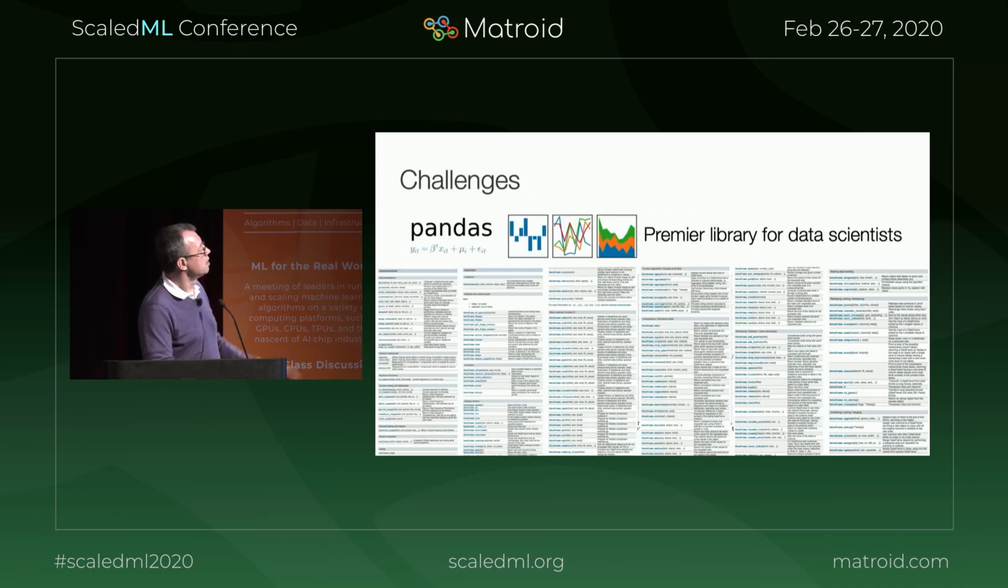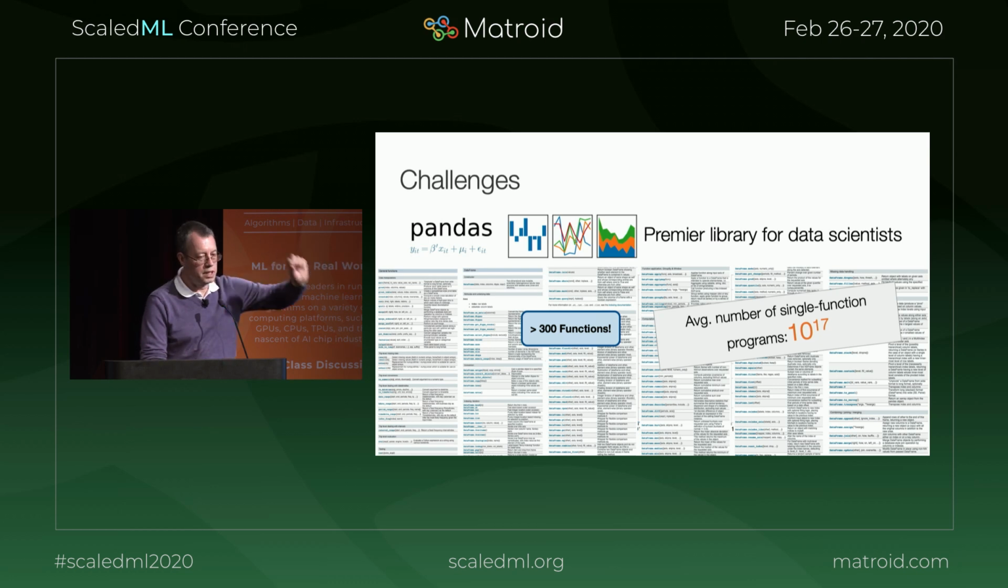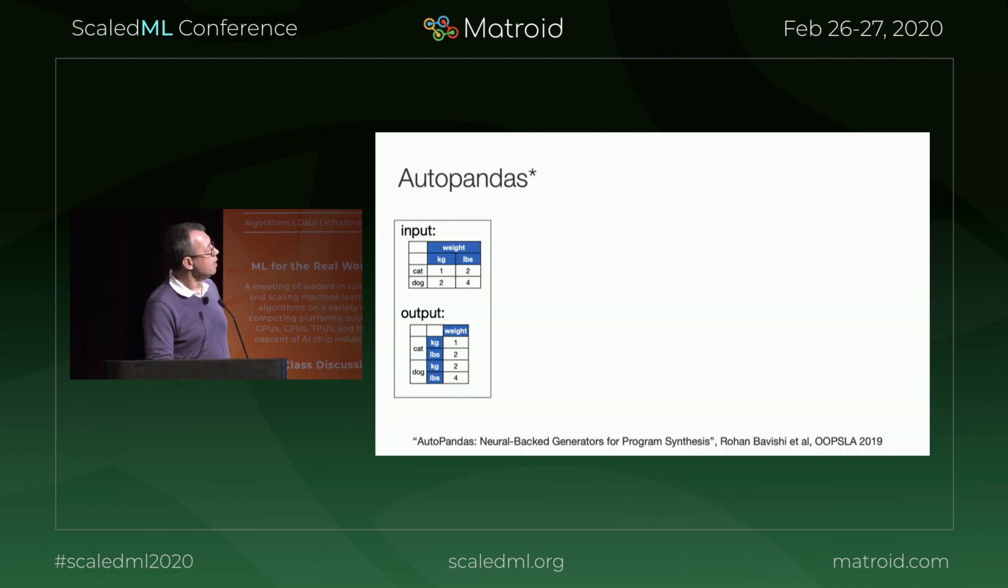Again, we are looking at Pandas, the most premier library for data scientists, with more than 300 functions. And even if you look at programs which consist of one function, one API call, there are 10 to the power of 17 possible programs. So how do we do that? This is, again, an example of generate and verify. So you can probably predict what the solution is.